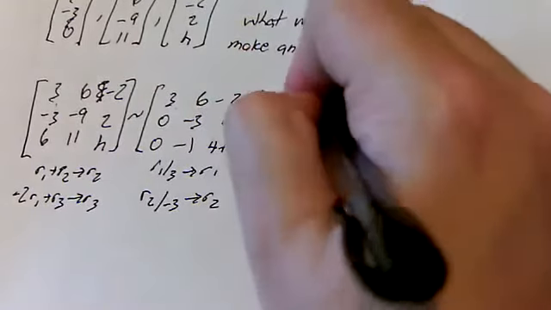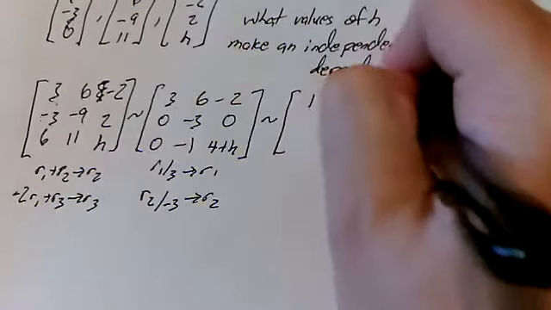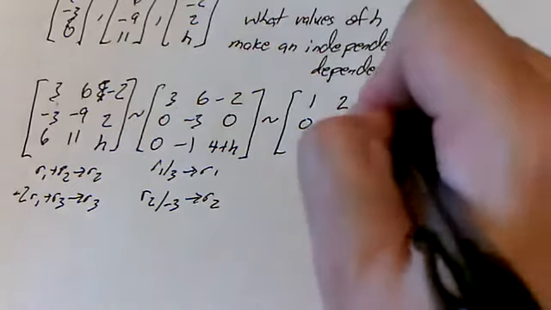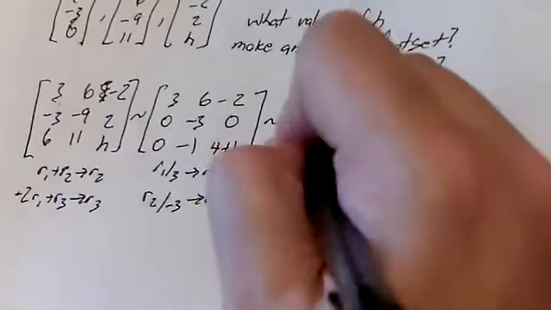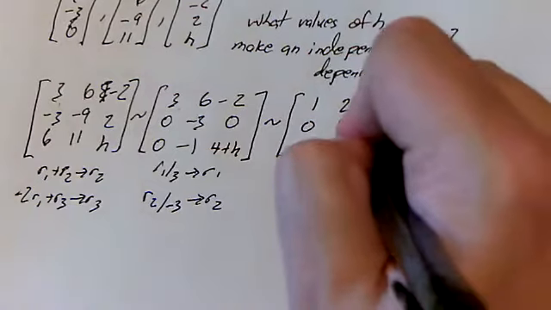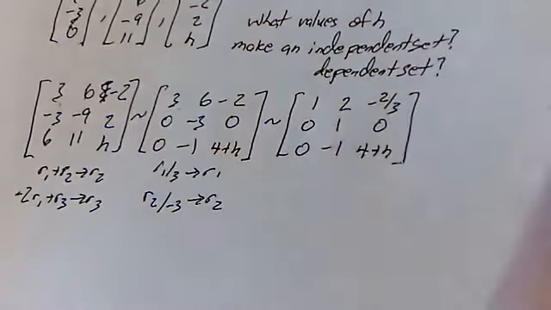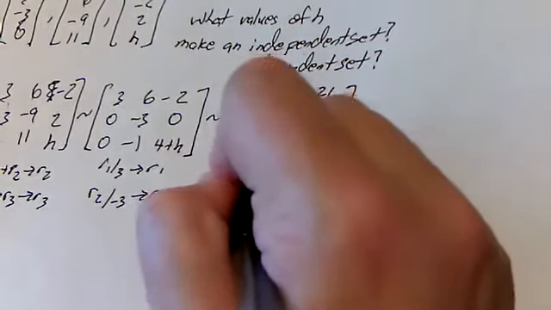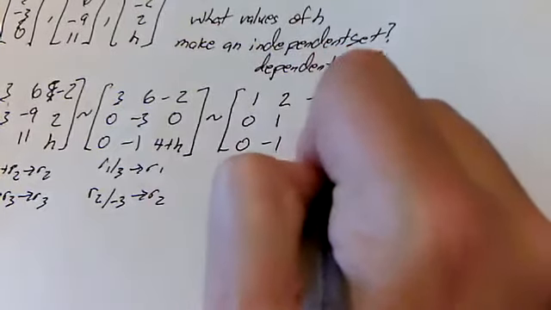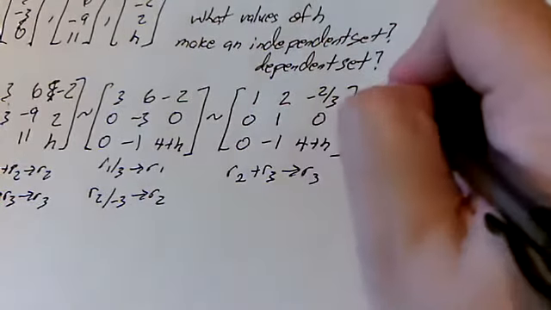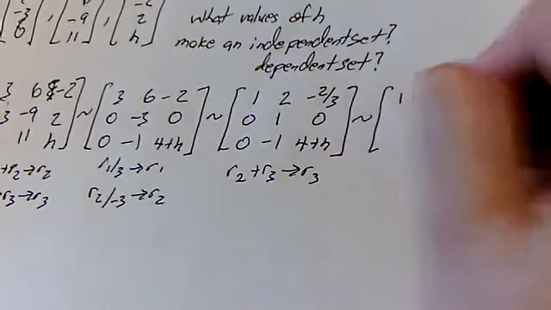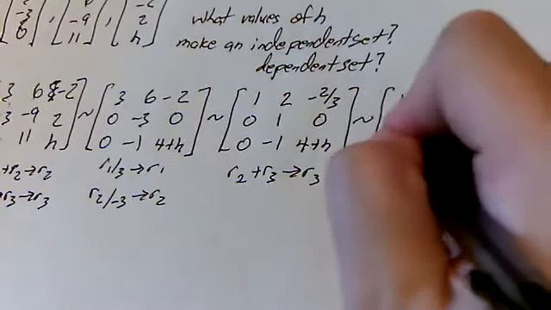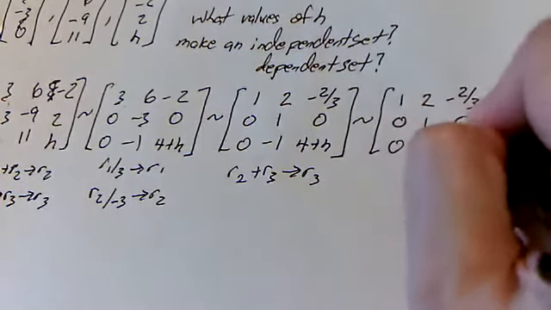Okay, so my new matrix now is going to be 1, 2. I divide that, so I get -2/3 for the last spot there. 0, that's going to be a +1 now, and 0, because 0 divided by anything is still 0. And then row 3 did not change, so it's still 4 and -1 and 4 plus h. Okay, that makes this replacement operation pretty easy. I can do row 2 plus row 3 replaces row 3. Okay, so I've got 1, 2, -2/3. Then I have 0, 1, 0, no changes there. And then the last one's going to be 0, 0, and 4 plus h.